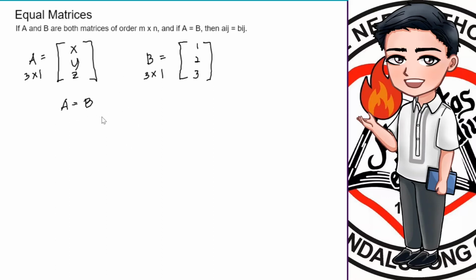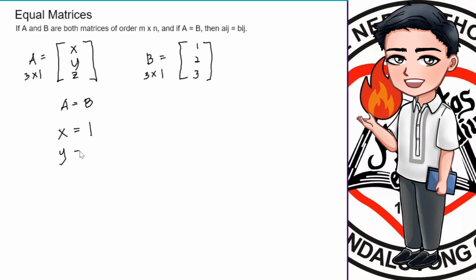So going back to our definition, if A and B are equal matrices, we can say that the element is equal to the element on both matrices. So let's say x in matrix A is just the same as the element in the same position of x in matrix B. In matrix A, x is in row 1, column 1, and whatever element in our matrix B in row 1, column 1 is equal to x. So in this example, x is in the same position of 1. Therefore, x is equal to 1.